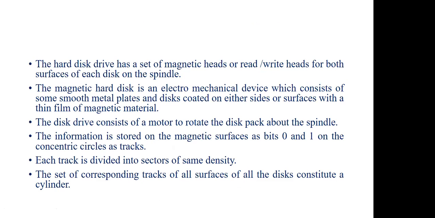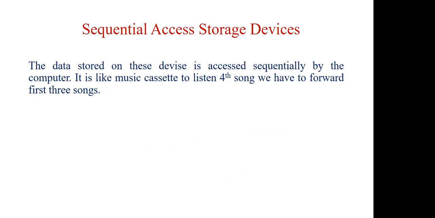Hard disk is the example of direct access. Now you come across another type of access, called sequential access storage devices. The data stored on these devices is accessed sequentially by the computer. It is like music cassettes. To listen to the fourth song, we have to forward past the first three songs.